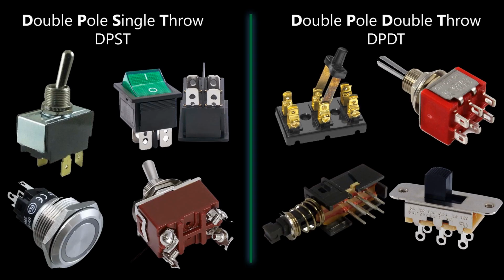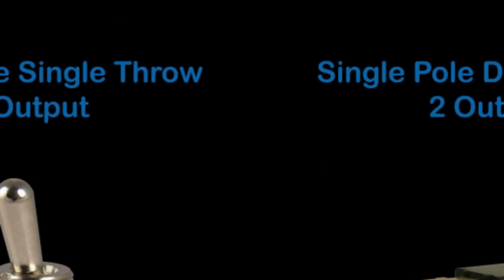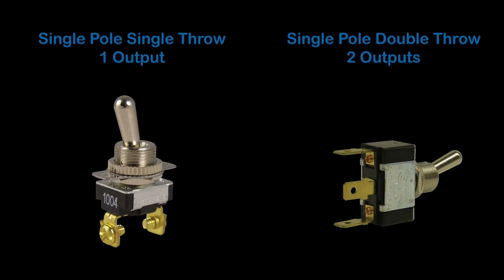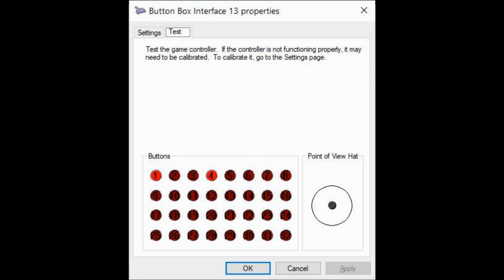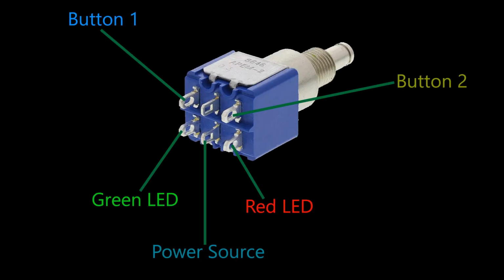Double pole single throw and double pole double throw switches can be very useful in flight simulation as they allow multiple inputs and produce more outputs than the typical switches we have already talked about. These outputs can be simultaneous, which allows us to execute several actions inside the simulator with the flip of a switch or the push of a button, while also creating and controlling individual circuits.